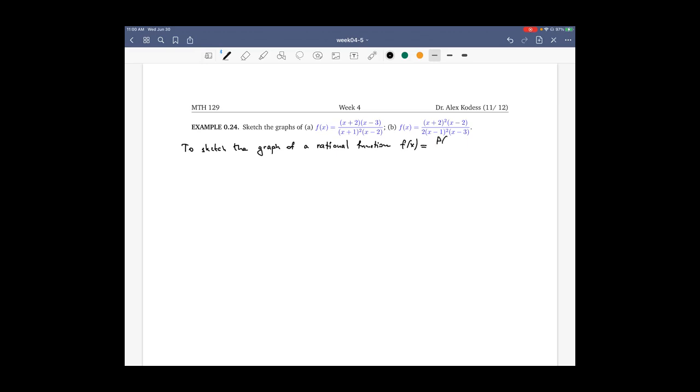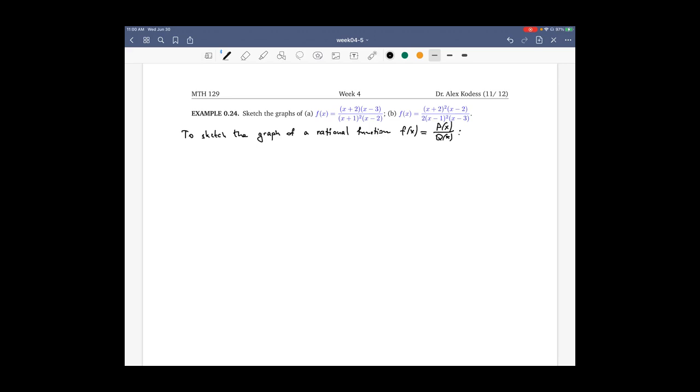Our function, as always, will be p over q, where p and q are polynomials. We keep the same notation. The first and foremost, you need to factor completely over real numbers both the numerator and the denominator. Factorize p and q over real numbers. Don't find complex roots.